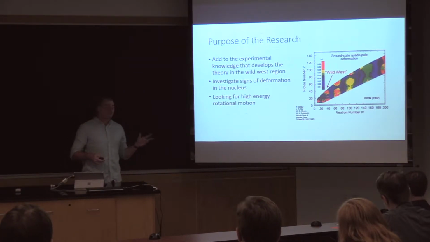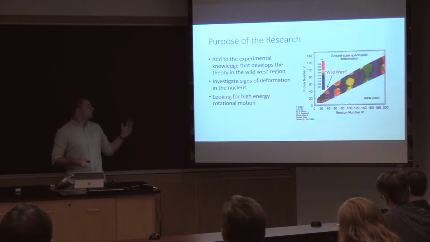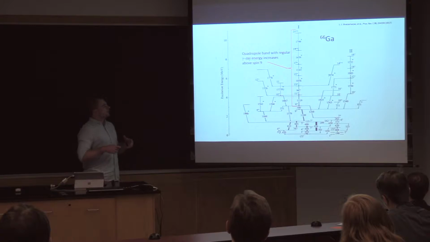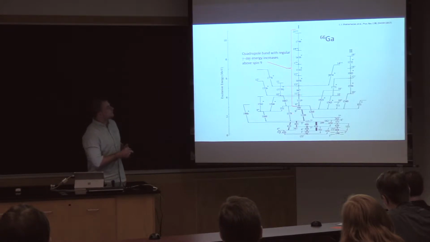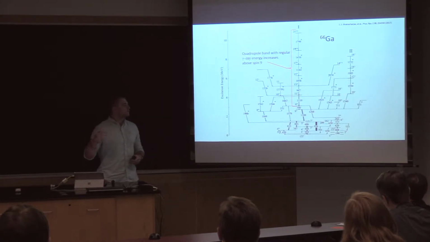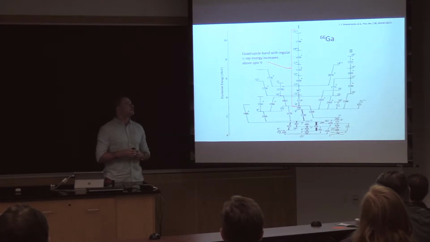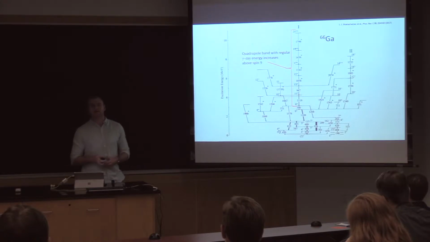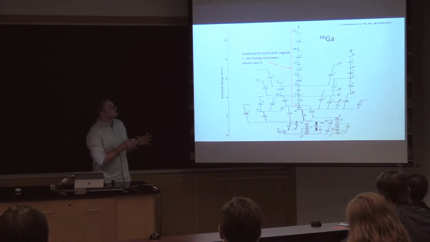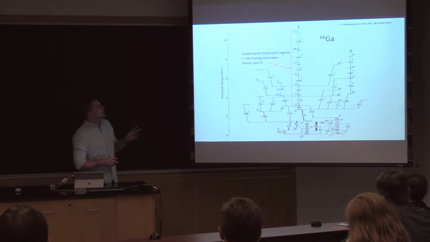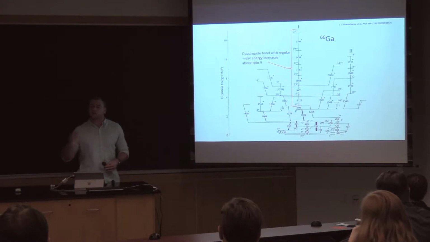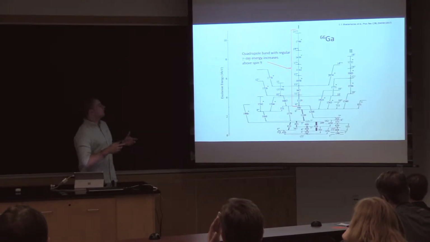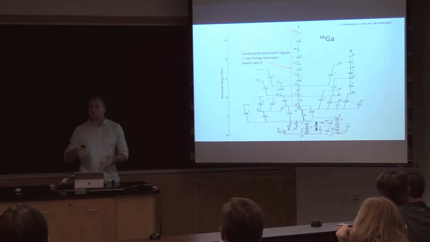To help with that, we're looking for signs of deformation within this nucleus and also signs of rotation within gallium-70. On the level scheme, we're looking for this band-like structure with a spin change of 2 with regular gamma ray energy increases above the spin 9 state. Don't worry what that means yet, I'll explain it in a second, but keep in mind that this is the type of structure we're looking for. This is an image of gallium-66, which is a very closely neighboring odd-odd nucleus, so we expect to see a similar structure in gallium-70.